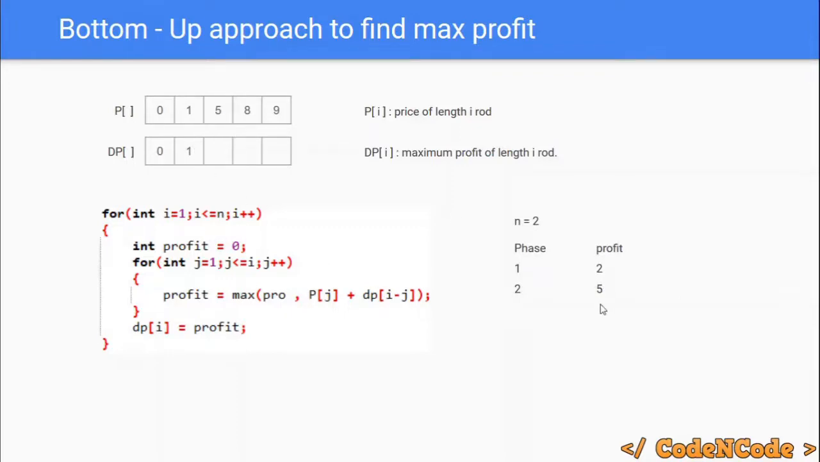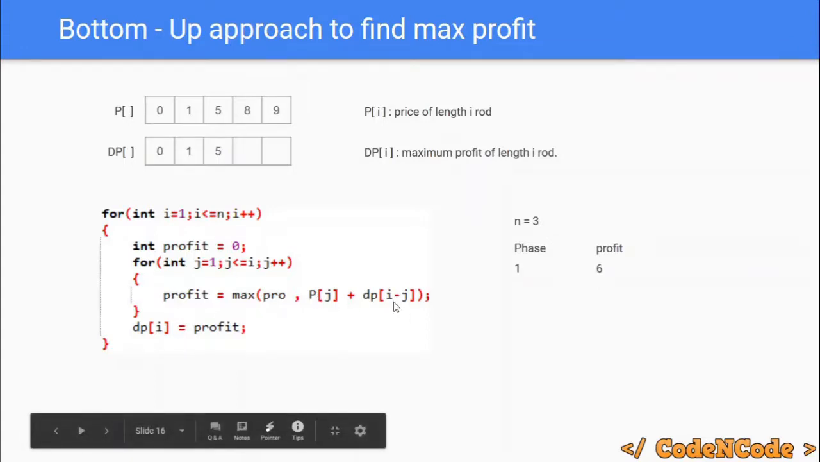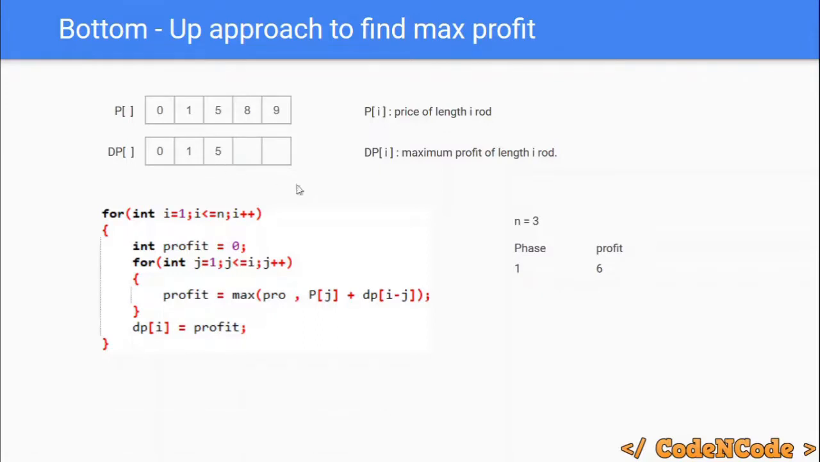Maximum of these two phases is 5, so of course dp of 2 would be 5. Similarly for phase 3 there will be three phases. In phase 1 it is p of 1 plus dp of 2, so it is going to be 6. In phase 2 it would be p of 2 plus dp of 1, again 1 plus 5, 6.